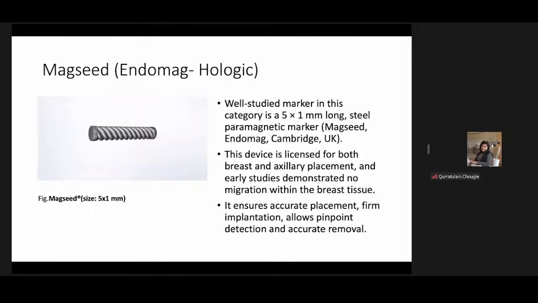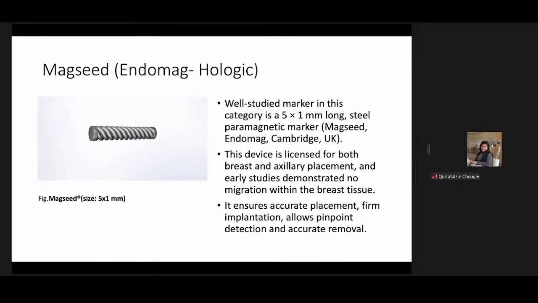So I'm starting with MAXID. This is the one that I'm most familiar with. It was designed by Endomag in Cambridge, UK, but they've recently merged with an American company, Hologic. It is one of the best or well-studied markers. It's 5 by 1 millimeter long, a steel paramagnetic marker, and it is licensed for both use in the breast and axillary placement. And the early studies demonstrated no migration within the breast tissue.